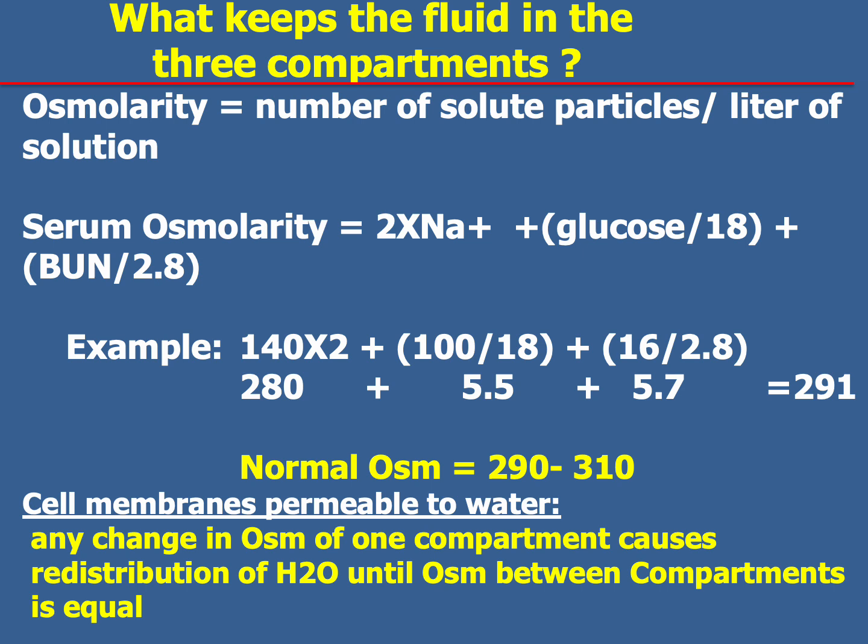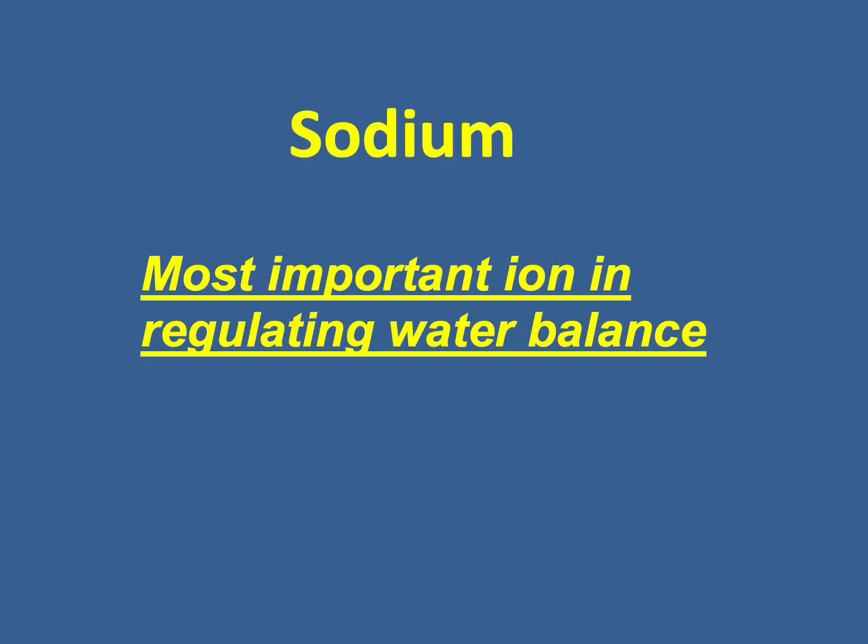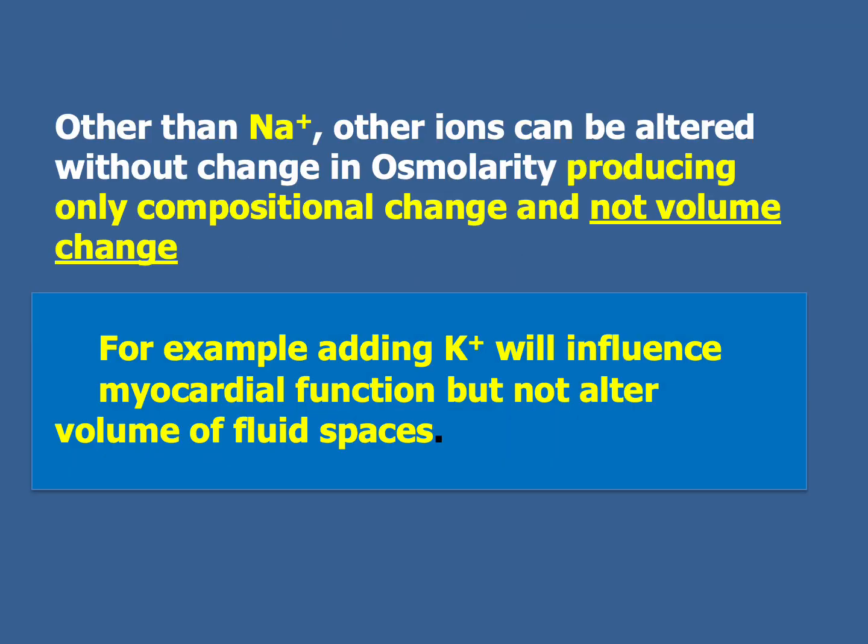Osmolarity is the number of solute particles per liter of solution and is mainly determined by the amount of sodium ions. Serum osmolality is equal to 2 times the sodium plus the glucose divided by its molecular weight plus the BUN divided by its molecular weight. Normal serum osmolarity is 290 to 310 milliosmoles per liter. Sodium is the most important ion in regulating water balance. Other ions can be altered without change in osmolarity, producing only compositional change and not volume changes.